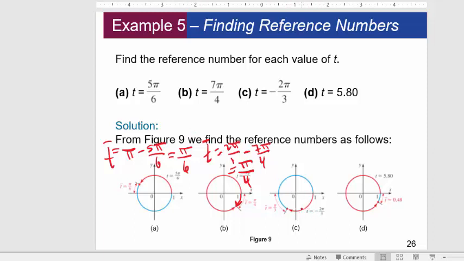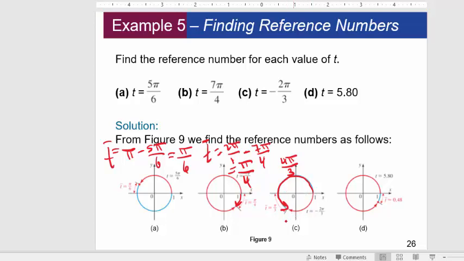So negative 2 pi over 3, if we think of it as being the positive value, it would have actually been negative 2 pi over 3 plus 2 pi. So it's actually coterminal with 4 pi over 3, right? Because if we do negative 2 pi over 3 plus 2 pi, that becomes 4 pi over 3. And now we're back to where we have a positive angle that's in the third quadrant.